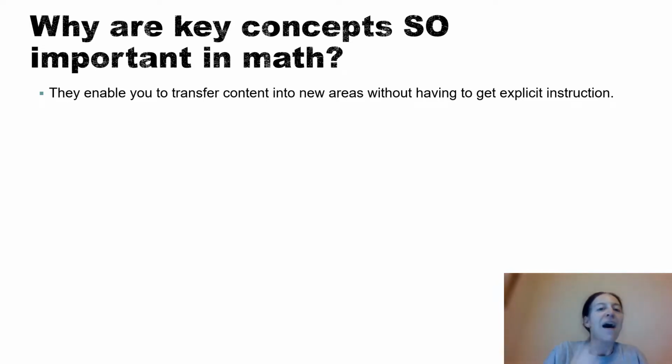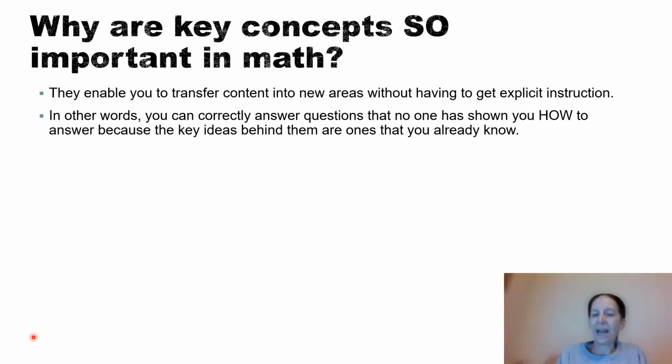So they enable you to transfer content into new areas without having to get explicit instruction. Explicit instruction, when something is explicit, it means somebody just tells it to you exactly the way that it is. It means other things that are not math related or education related, but it means that you don't get a specific lesson just on that thing. But if you understand the key concepts, then you're still able to handle that new concept. In other words, you can correctly answer questions that no one has shown you how to answer because the key ideas behind them are ones that you already know. Those key concepts and key ideas just run through the math.